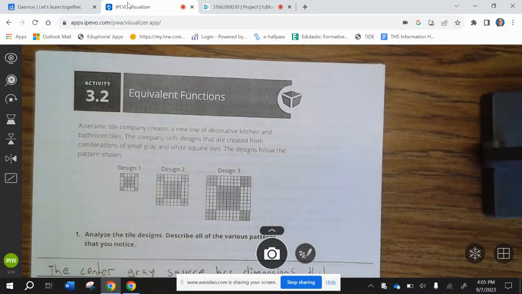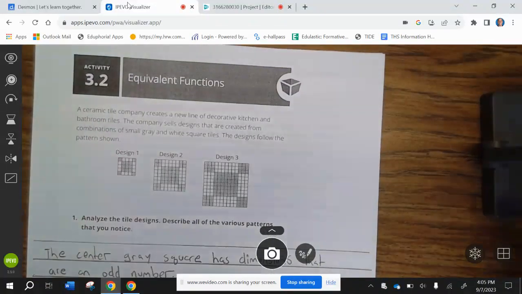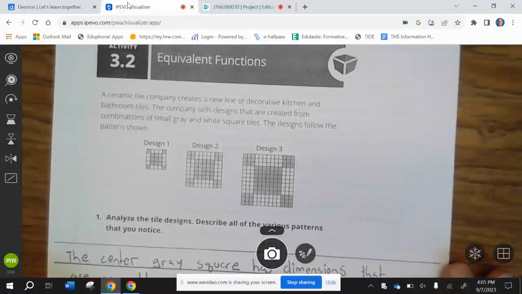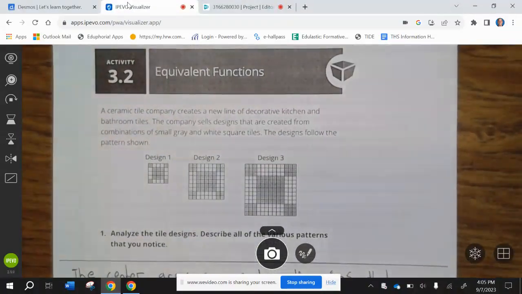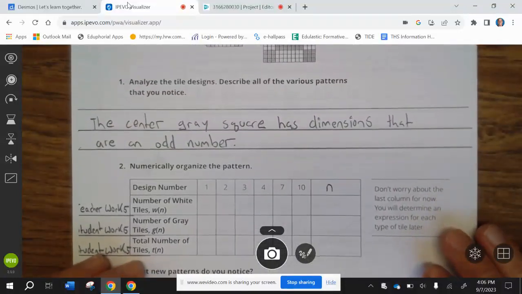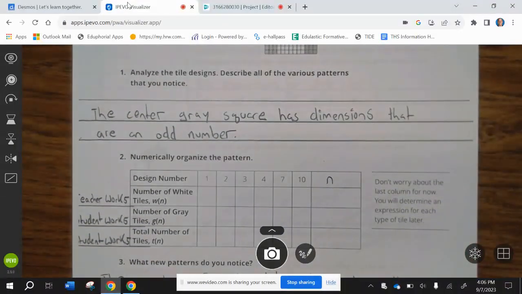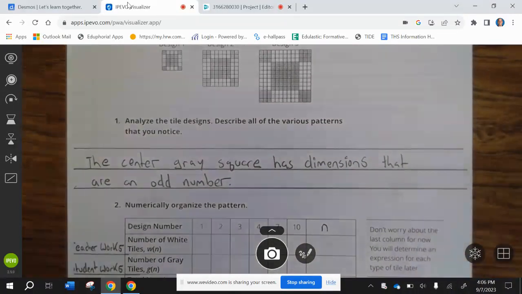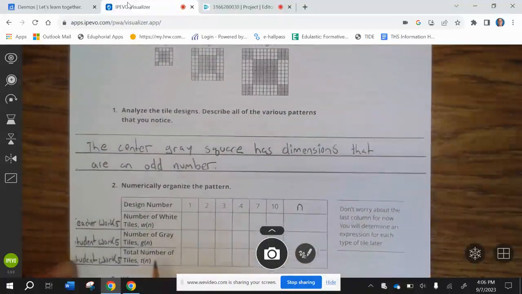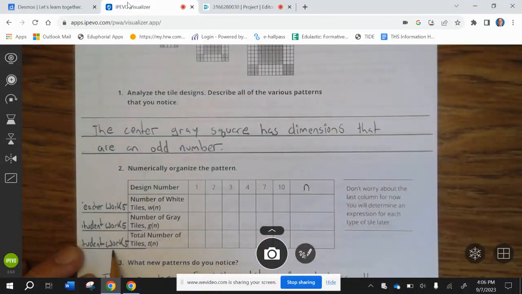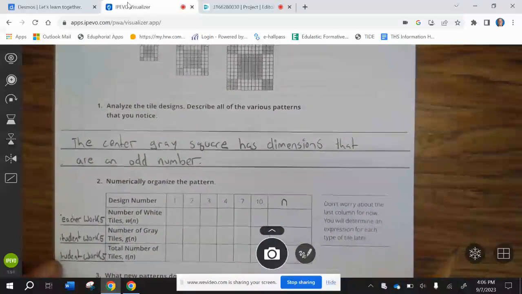All right, activity 3.2, equivalent functions. A ceramic tile company creates a new line of decorative kitchen and bathroom tiles. The company sells designs that are created from a combination of small gray, white, square tiles. The designs follow the pattern shown. Okay. Analyze this design, describe all the various patterns that you notice. The center gray square has dimensions that are an odd number. So now the teacher is going to work the white tiles, the students will work the gray and the total. Okay, so let's take a look.